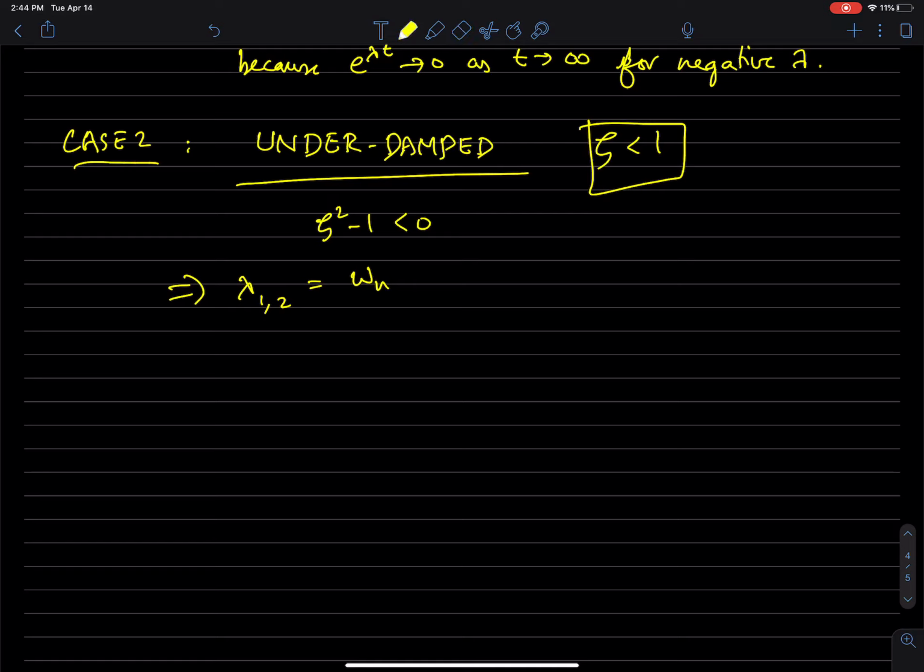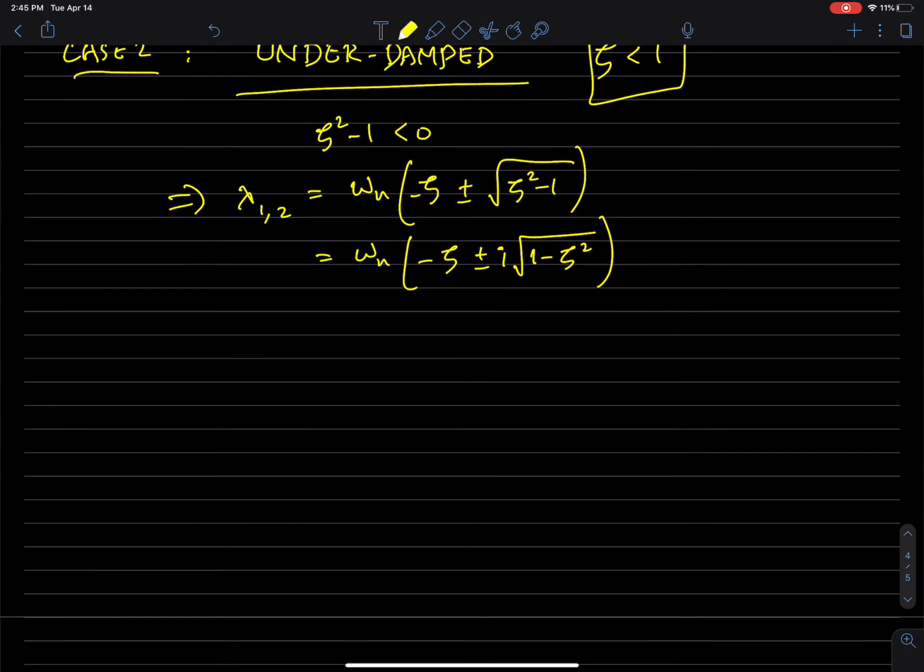Omega n minus zeta plus minus, well, of course, it's this thing, but this thing is negative, so you can write this as minus zeta plus minus i. And then this thing inside the square root is a positive number, so you're sort of taking -1 out, which becomes i, right? And we're going to slightly rearrange this to i omega n square root of 1 minus zeta square.